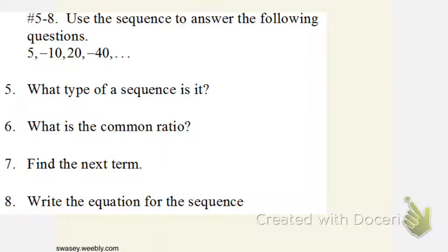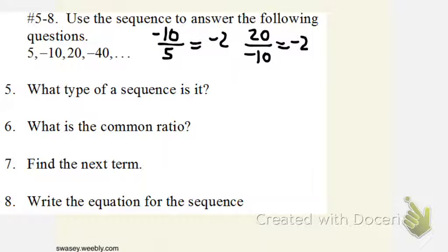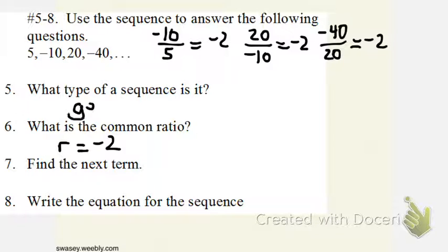Here the pattern is that we're multiplying by negative 2 each time. If you can't tell just by looking at it, take negative 10 divided by 5, get negative 2. Take 20 divided by negative 10, and you get negative 2. And take negative 40 divided by positive 20, we get negative 2. So our common ratio is negative 2, so that means it's a geometric sequence.